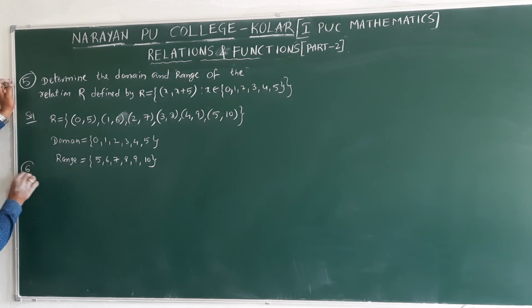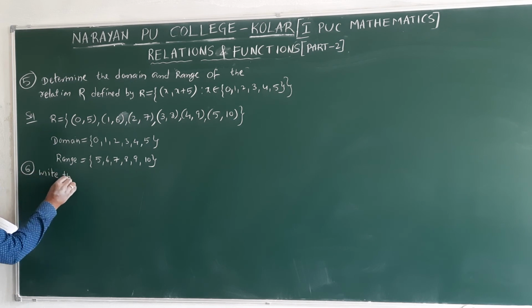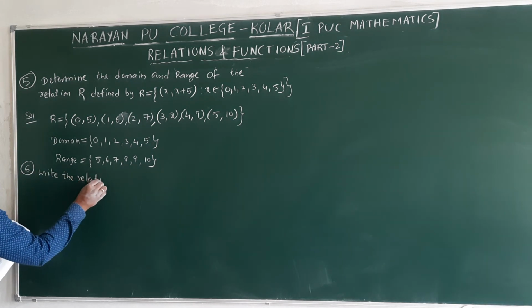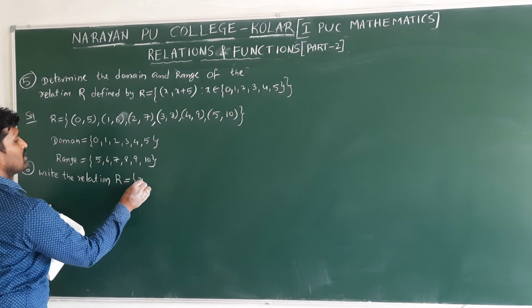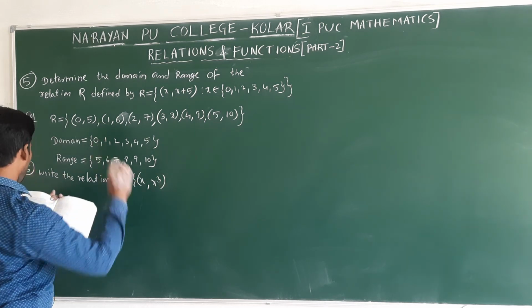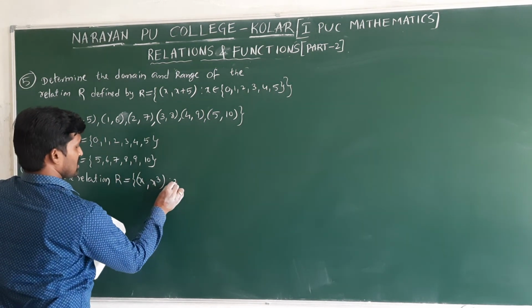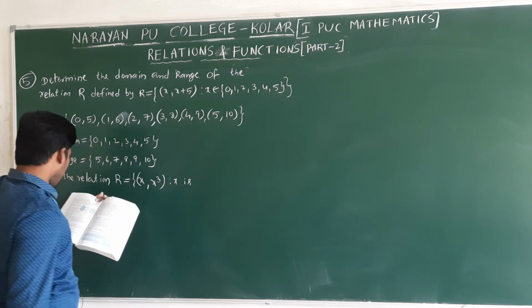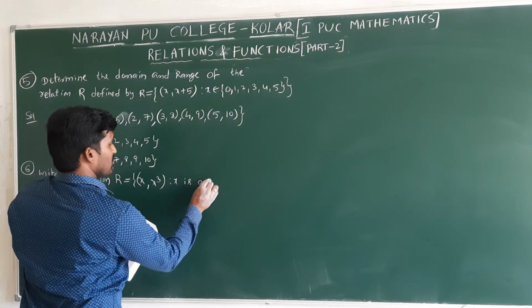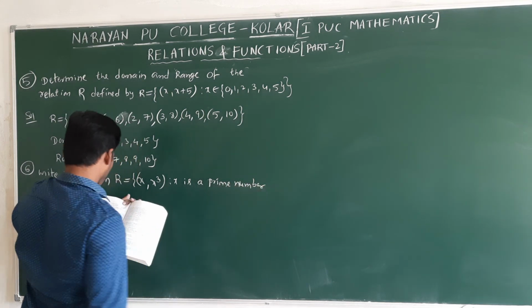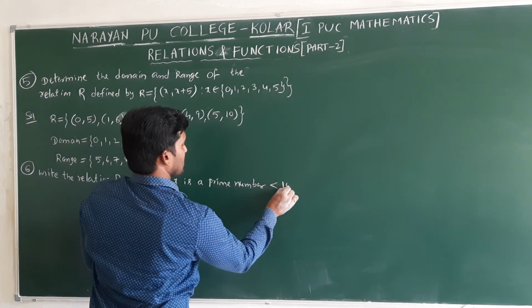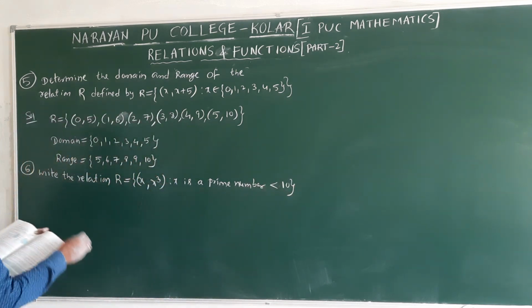Next, coming to the sixth question. Write the relation capital R equal to the set of x comma x cube such that x is a prime number less than 10 in roster form.